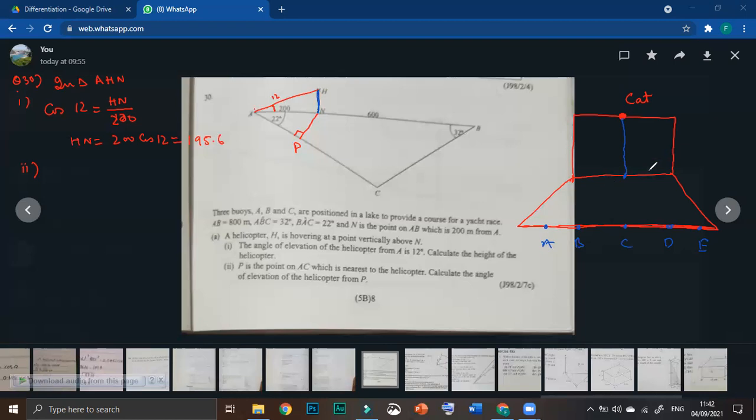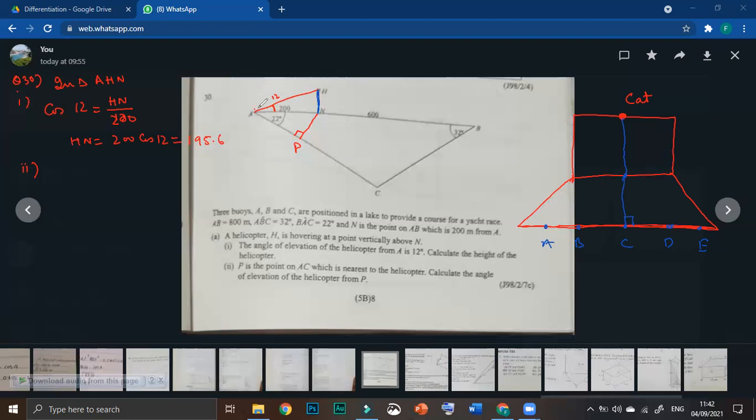When we draw a perpendicular from the base to the path you are traveling, this one is the perpendicular. So this point is nearest to the cat. We will draw a perpendicular from the base to the path.